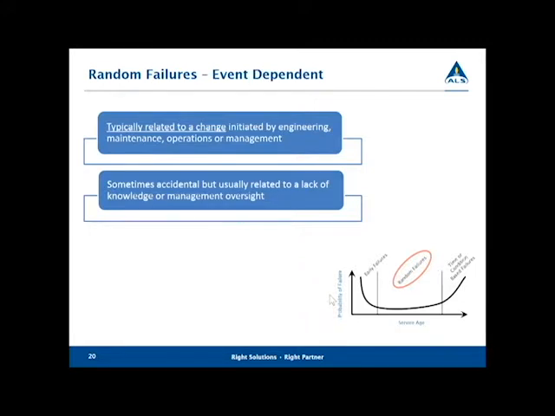The other thing is, on random failures, we could be event dependent, and event-dependent failures are usually initiated by engineering, maintenance, or operations management. Things change. Normally, if they're in a particular routine and everything's running well, then all of a sudden a change notice is put into place without real good analytics behind it, and that brings about an event-dependent failure. Sometimes it's accidental, but usually it's related to a lack of knowledge or management oversight.